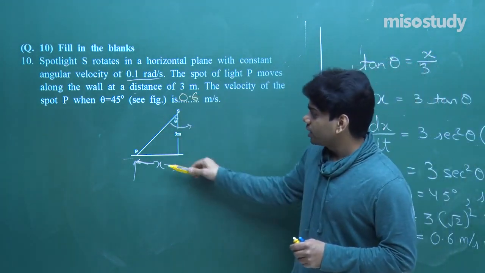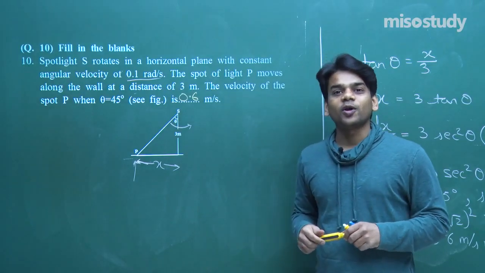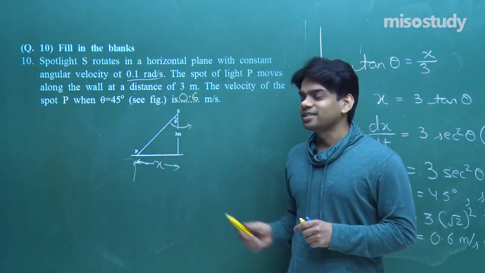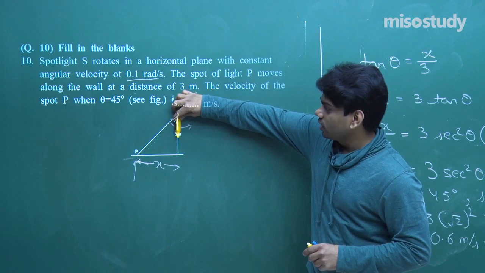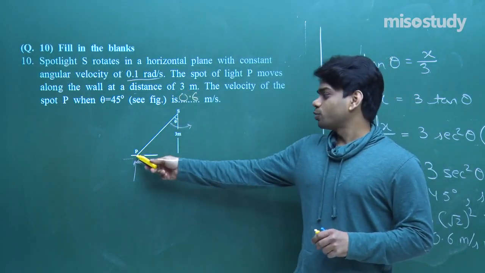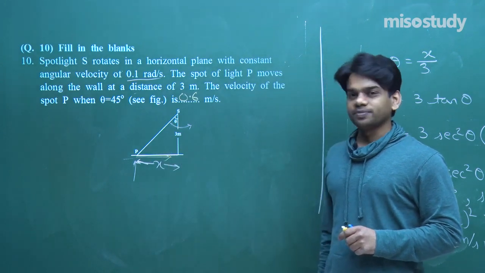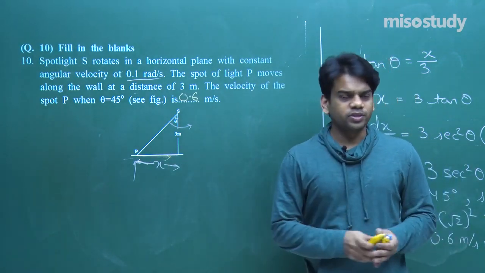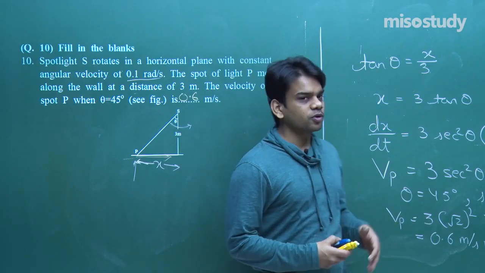You need to see how this x is related with the angular velocity of the spotlight S that has been given. It was moving in this way. Hence you need to find out the velocity of this point P as it was moving along this line. I believe that you would have seen what approach we have taken and how we have solved it.